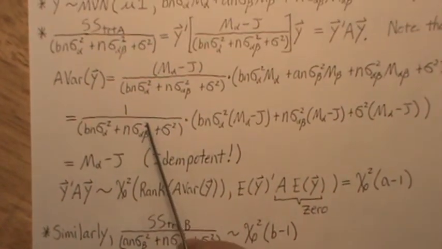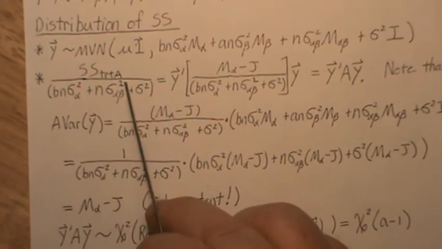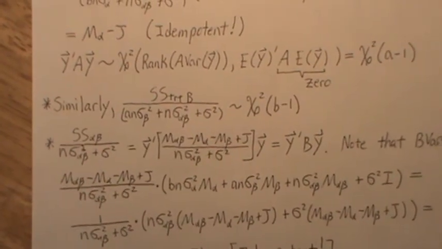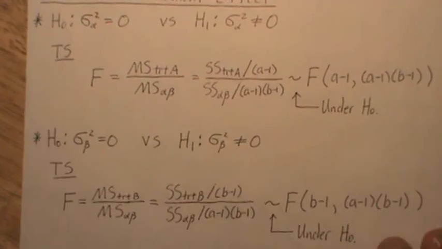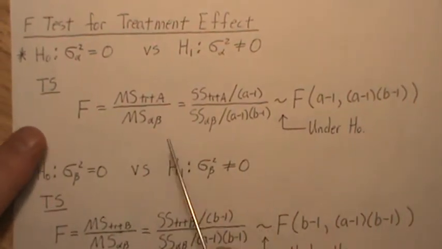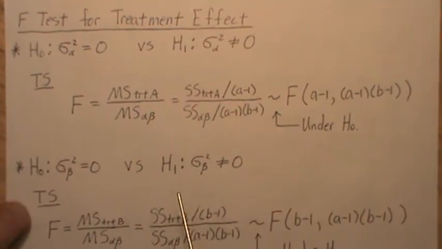But under the null hypothesis, this is 0, and we're dividing the numerator by this and the denominator by the same thing, so they cancel. So it looks like they're not there, but technically they are. So under the null, this is what we get. And then if F is too big, we reject the null and accept the alternative.